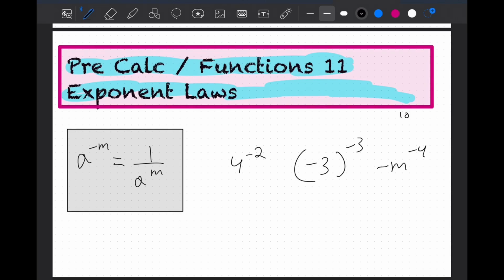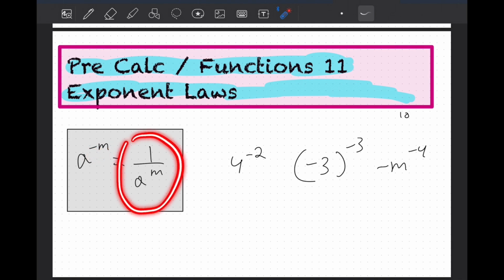Alright, let's talk about some exponent laws. So this will actually be very important even when you're taking calculus and first year math. The first one is that if you have a, or some base value, raised to the negative exponent m, it's the same thing as saying 1 over a to the m.